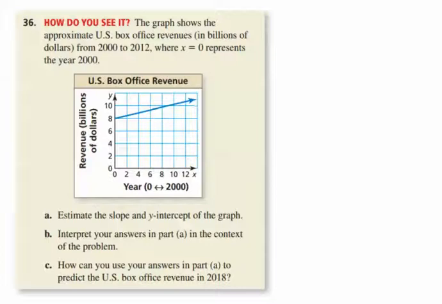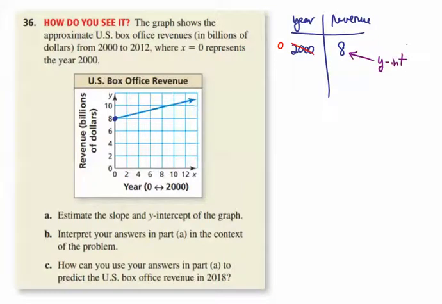Now if we look along our y-axis, we're going up by $2 billion for each line on the grid there. If we make a table, the revenue would be $8 billion in the year 2000. So instead of using the year 2000 though, we're simply going to use the number 0. And the first thing we want to do is to estimate the slope and the y-intercept. Well, it appears that the y-intercept is 8, because that's the y value when x is equal to 0.